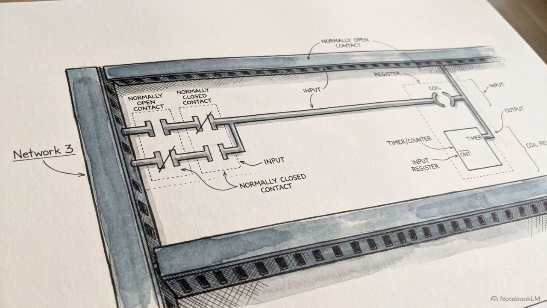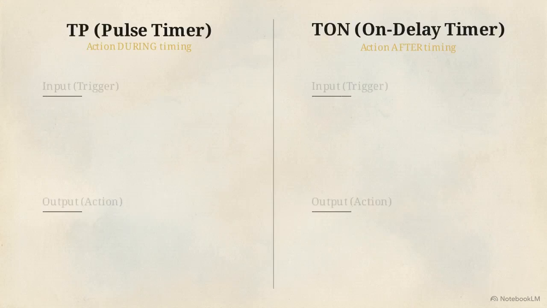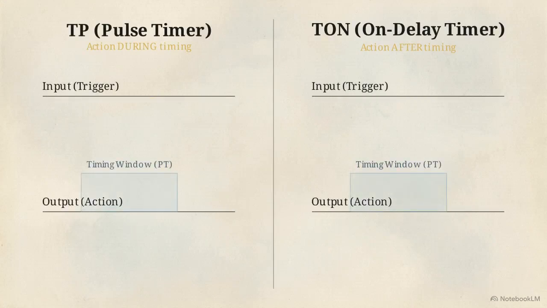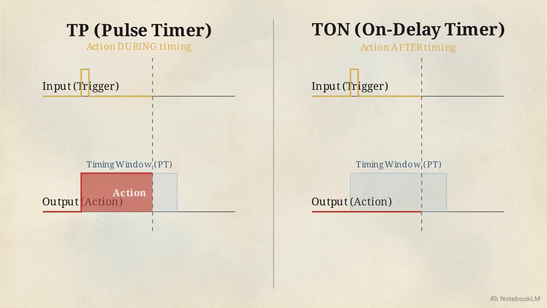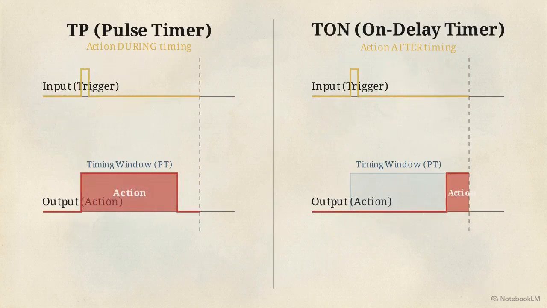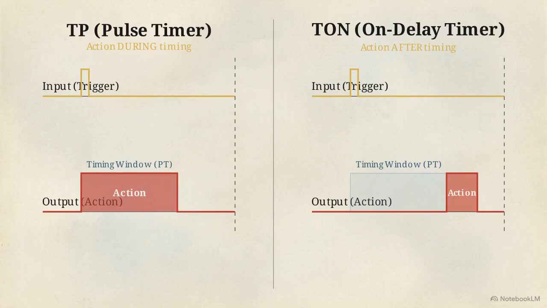Finally, we build the third branch to control the puncher mechanism. For this stage, we introduce the TON, or on-delay timer. This comparison shows the difference. While the TP timer fires its output during the timing phase, the TON timer forces the output to wait blankly, firing a spike only after the time elapses.